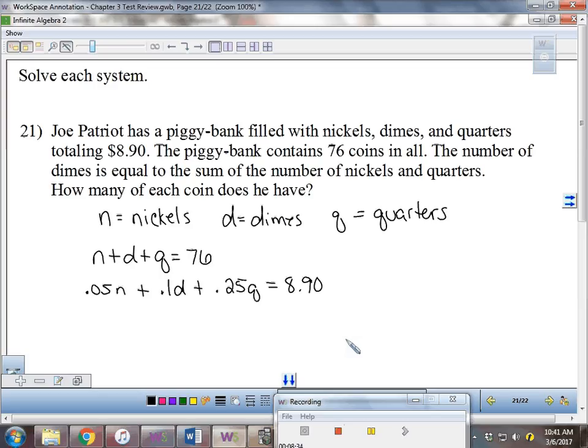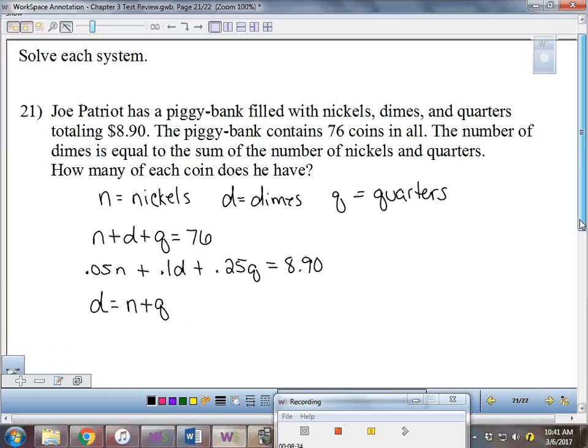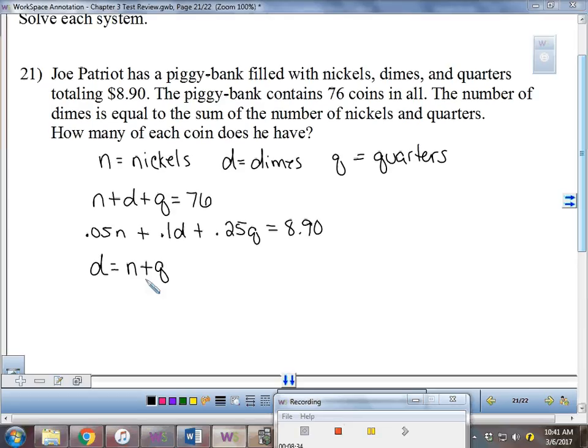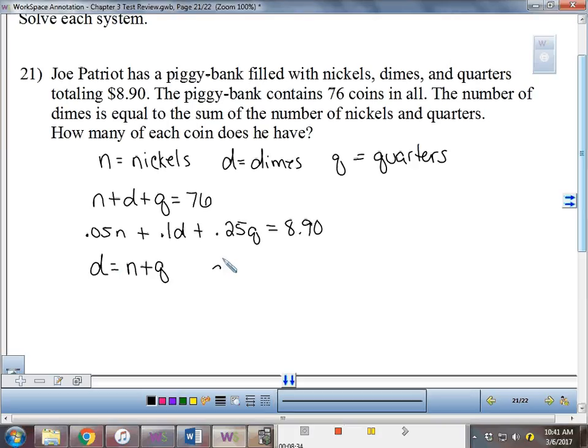All right. Then they tell us the number of dimes is equal to the sum of the number of nickels and quarters. Well, that means I have to add the nickels and quarters together. So now I have 3 equations. Well, it would be really nice if I could get everything on one side of this equation. So I'm going to change this and say this is d minus n minus q equals 0. Then I notice if I add this to this top equation, the n is going to cancel out, the q is going to cancel out, leaving me with just the number of dimes. So that's what I'm going to do.